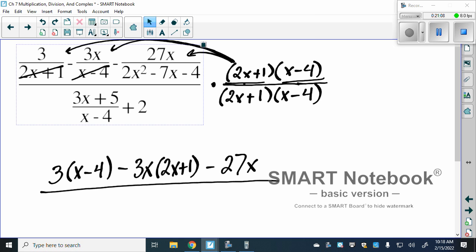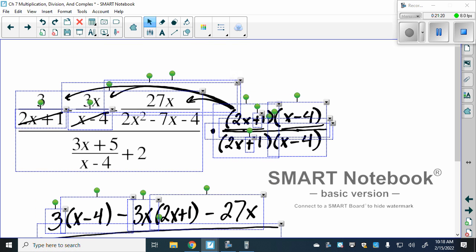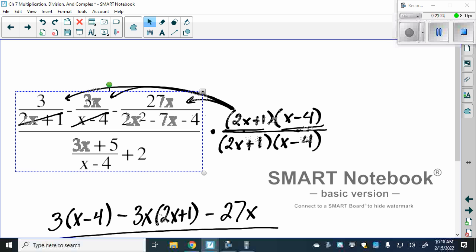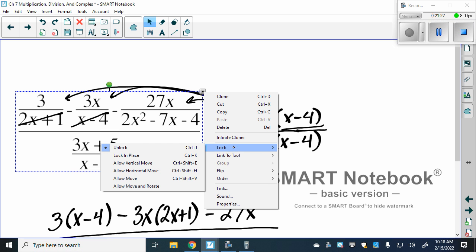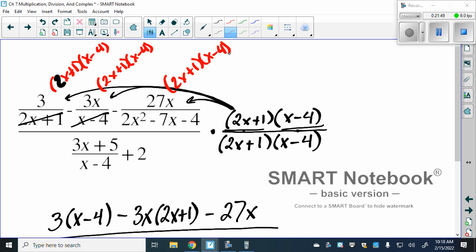Let me unlock this and grab all this and move all this down. Lock in place. So, yeah.